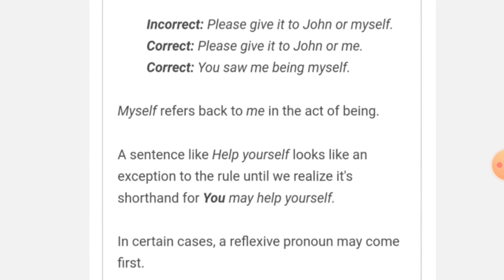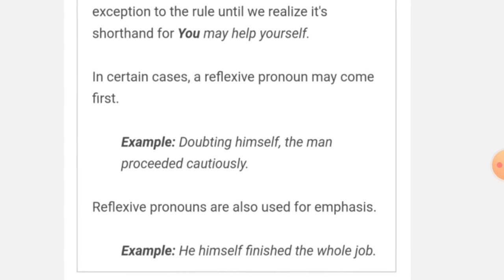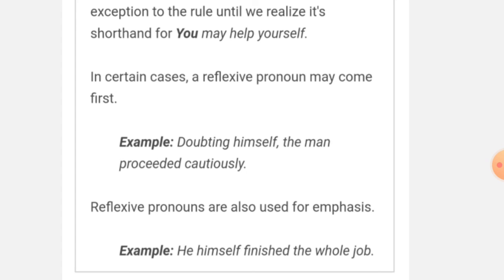A sentence like help yourself looks like an exception to the rule until we realize it is shorthand for you may help yourself. In certain cases, a reflexive pronoun may come first. Example: doubting himself, the man proceeded cautiously. That is, as far as the man is concerned, he was not very much sure about his caliber or his capabilities. Reflexive pronouns are also used for emphasis. Example: he himself finished the whole job.